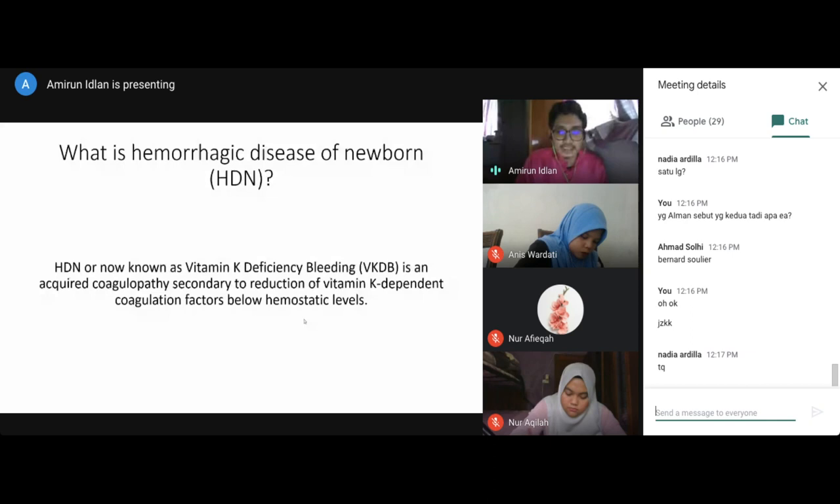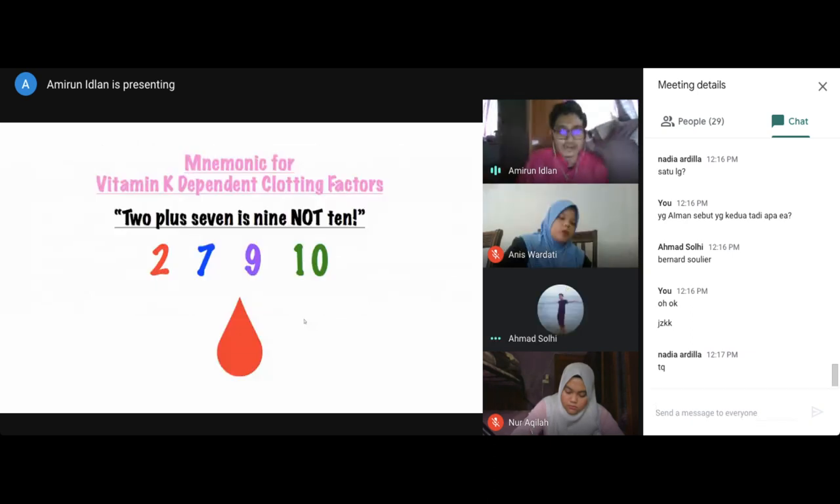So this is a mnemonic that you must remember for this presentation. Very important in our coagulation cascade. It's important in factor 2, which is prothrombin, 7, 9, and also 10. So this is an easy mnemonic. And this mnemonic is also useful for warfarin, which is also known as anti-vitamin K.